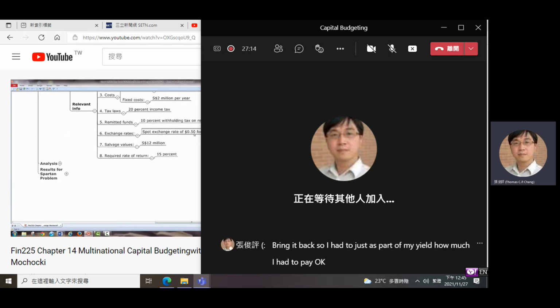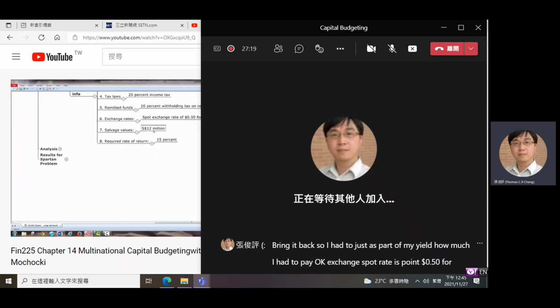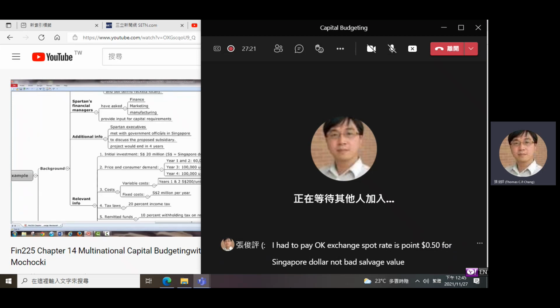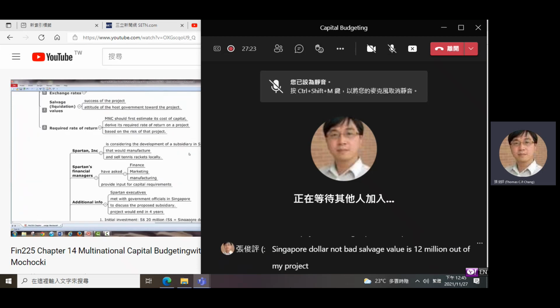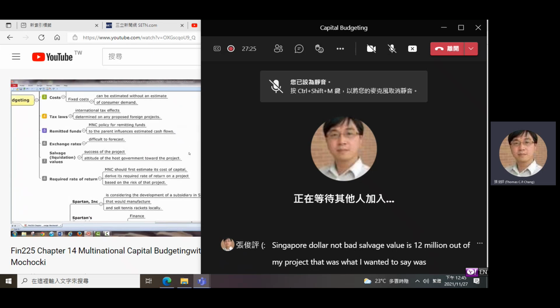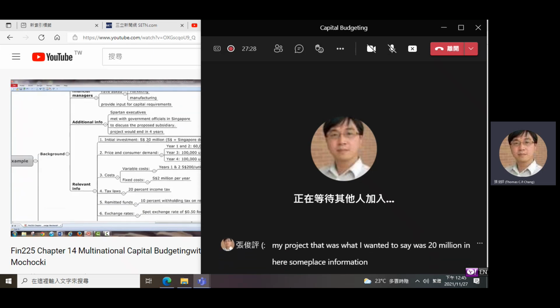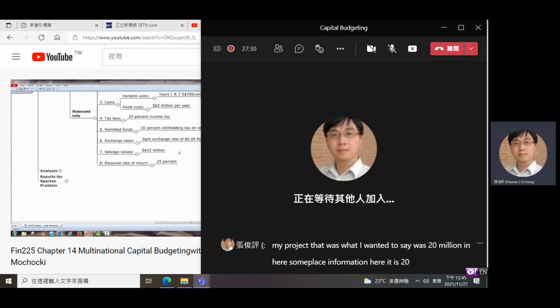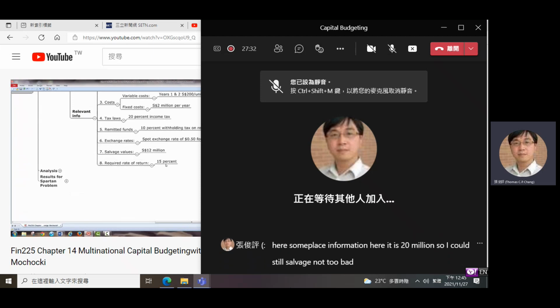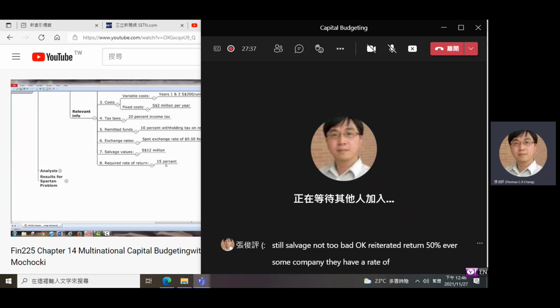Okay, the exchange spot rate is 0.50 cents for the Singapore dollar, not bad. Salvage value is 12 million out of my project. I wanted to say there was 20 million in here someplace. Here it is, 20 million, so I could still salvage, not too bad. Okay, rate of return 15%. And remember, some companies may have a rate of return of 5%, 10%; 15% is a modest rate of return. If I get a higher rate of return, that's fine, but either I have a lot of information, or I have a stable market, or I'm taking a lot more risk.